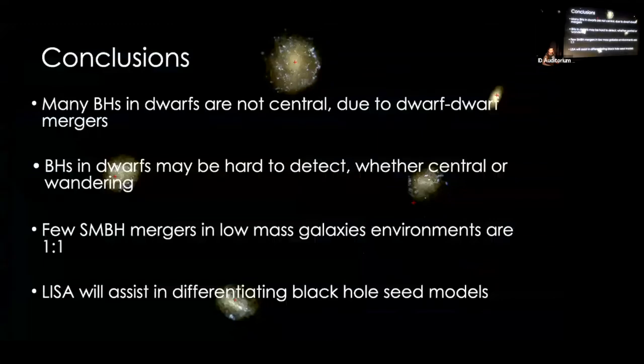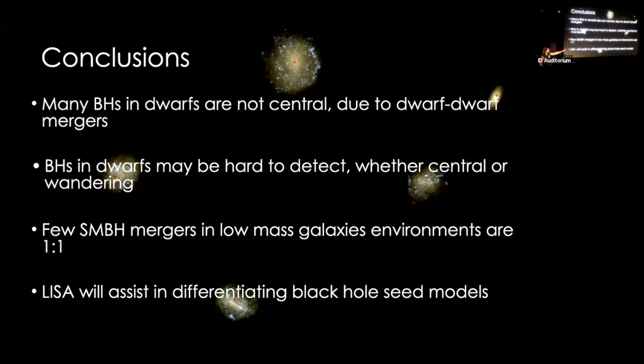All right, so oh my gosh, I have 5 seconds left. Here are some conclusions. Summary. Many black holes in dwarfs aren't central because dwarfs merge with each other. And they can be really hard to detect whether they're central or wandering because their luminosities are pretty low. And there's a bunch of other X-rays going on in galaxies as well.